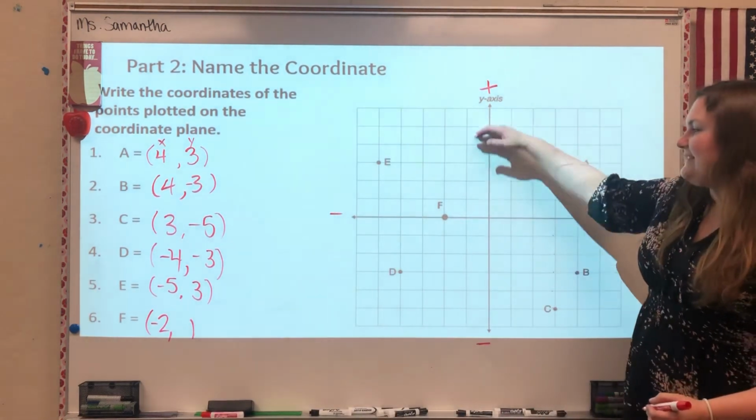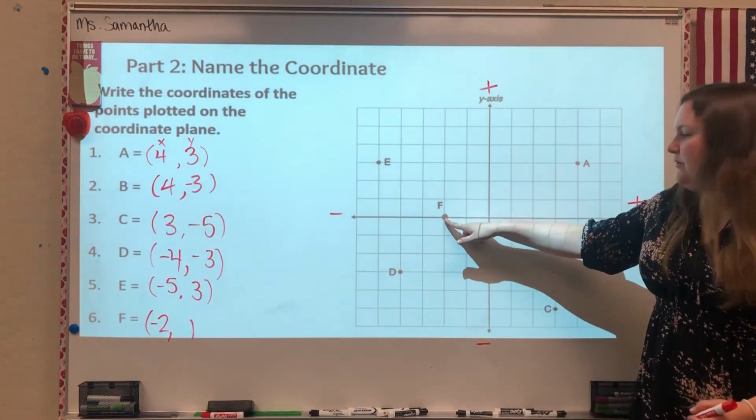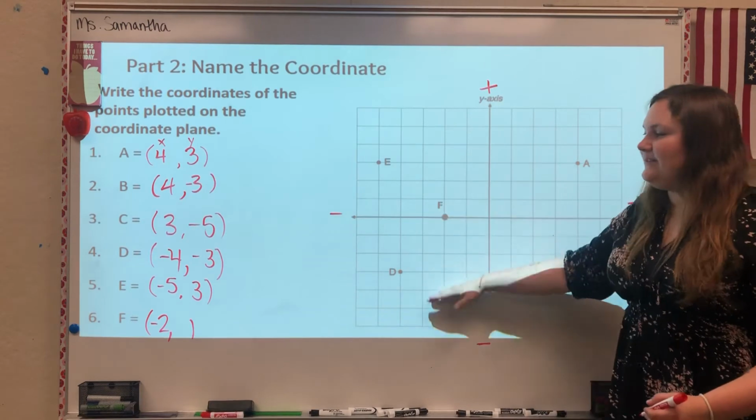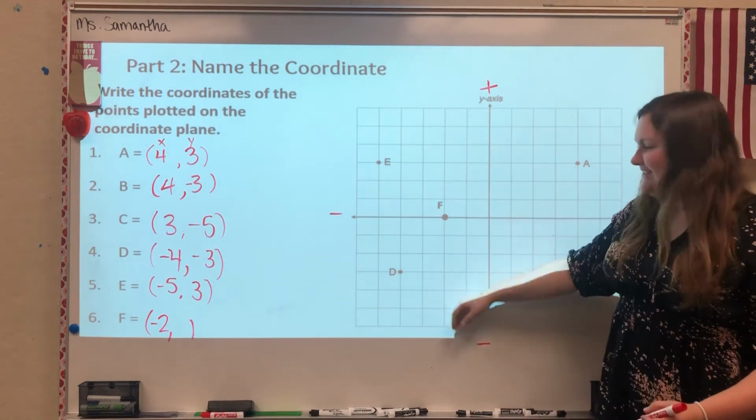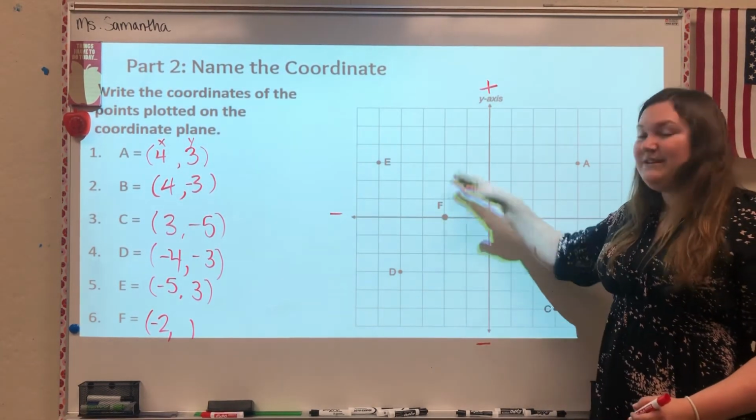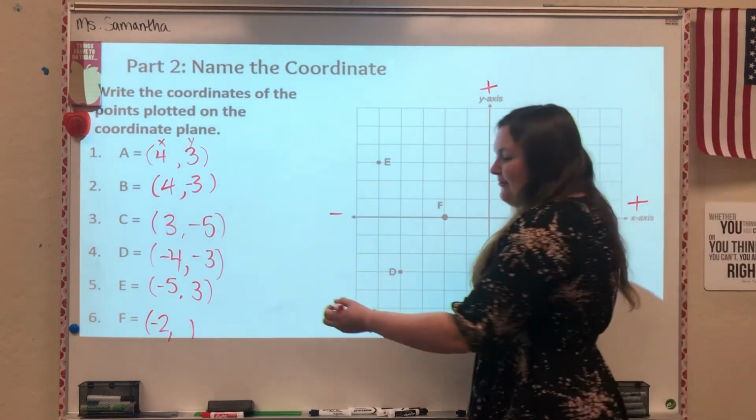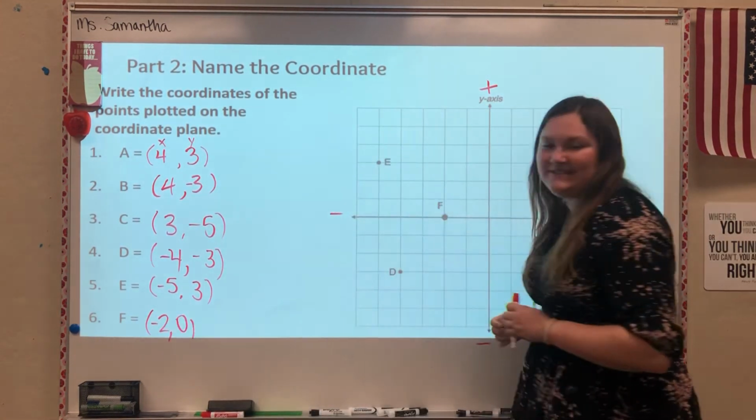For our y-axis though, where is this point? Well, the point hasn't moved vertically, it's not higher or lower. We didn't move it at all. So that means that y-coordinate would be 0.